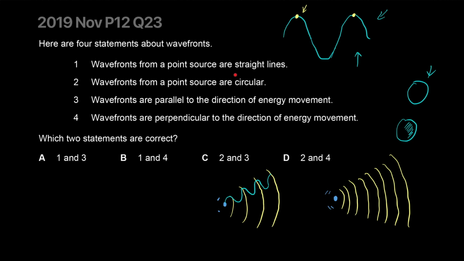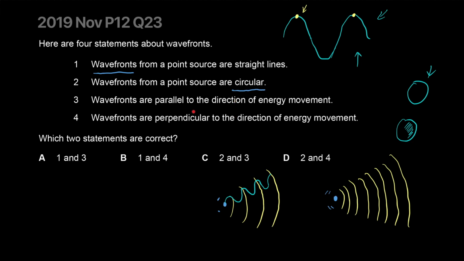Wavefronts from a point source are straight lines. Do they look like straight lines? No, right? Wavefronts from a point source will not be straight lines. So wavefronts from a point source are circular? Well, yeah, I mean, sure. Circular, yes. I'll go with that.